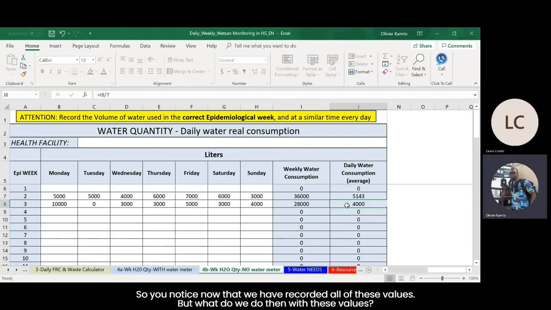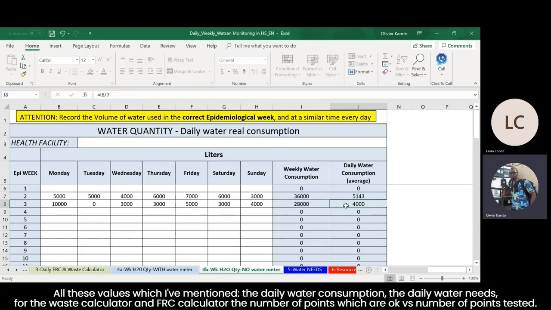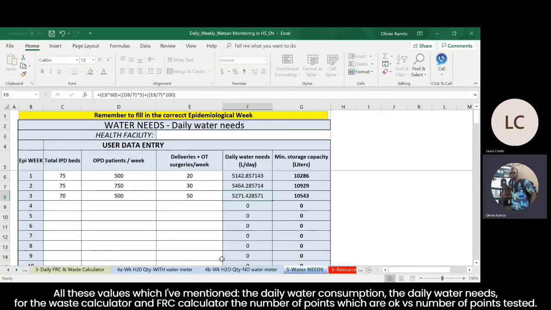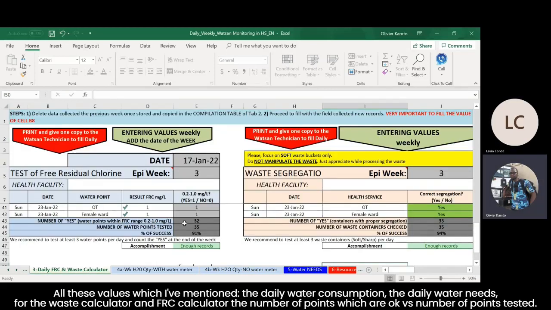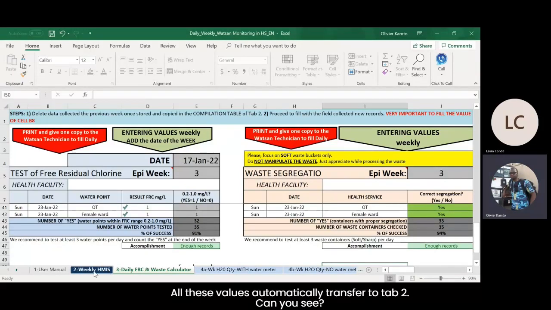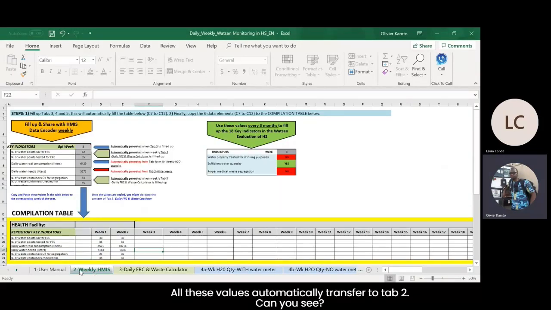So you will notice now that we have recorded all of these values, but what then do we do with these values? All these values which I've mentioned, the daily water consumption, the daily water needs, and for the waste calculator and free reservoir chlorine calculator, the number of points which are okay versus the number of points which were tested, all these values automatically are transferred to tab 2. Can you see? Yeah, I see. Which is tab 2, which is called weekly HMIS.